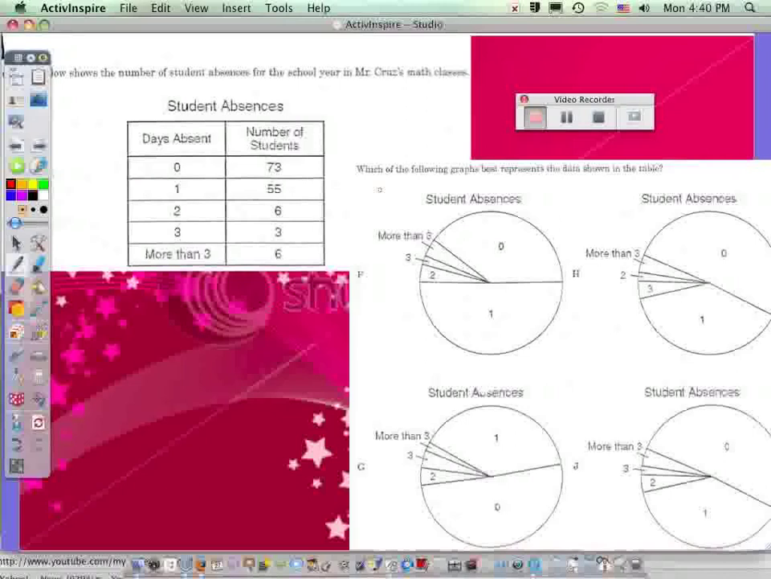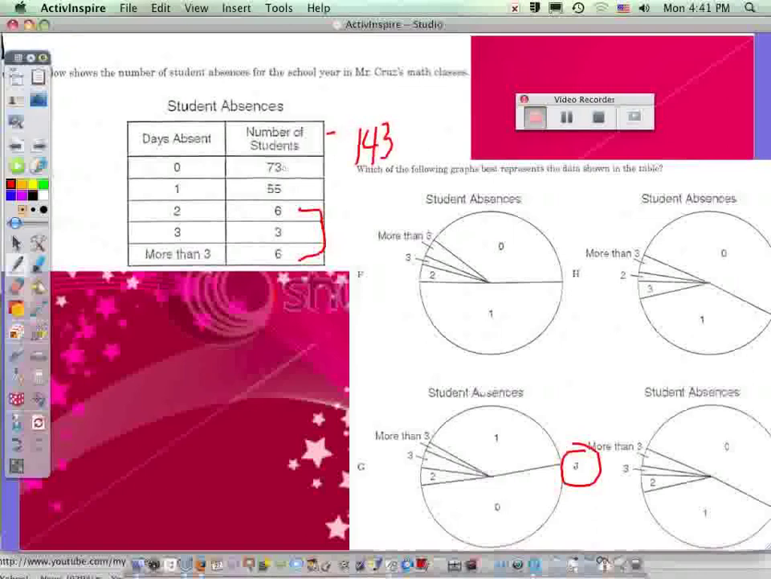This one, if you have eyeballs, you can do this. The answer is J. These two need to be the same. This one's going to be half the size. 0 is going to be the largest. Then 1, the absences of 1 is going to be next. So be very mindful. If they're looking for percentages, add them all together. You get 143.